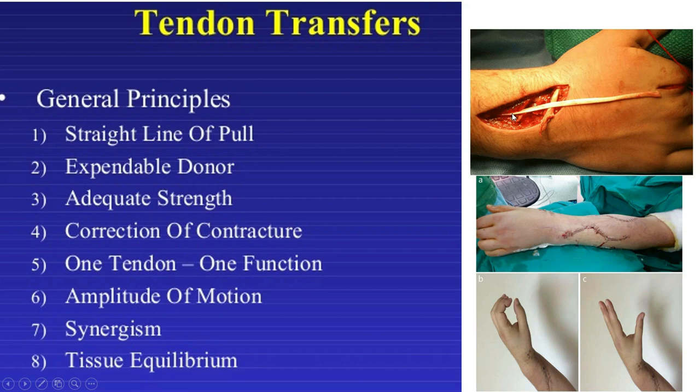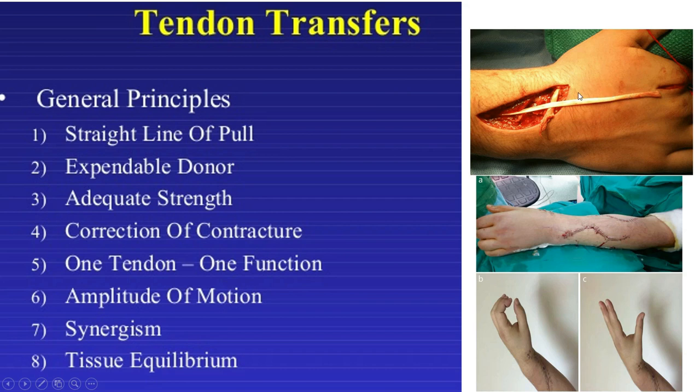So you must see that before transfer the donor muscle power is at least 5, otherwise it will fail, and that will cause more problems to the patient. Now, correction of contracture: if the joint where it will act is stiff, then what is the use of this tendon transfer?